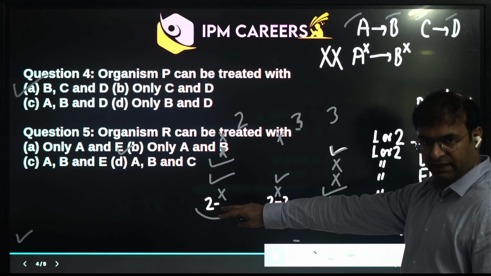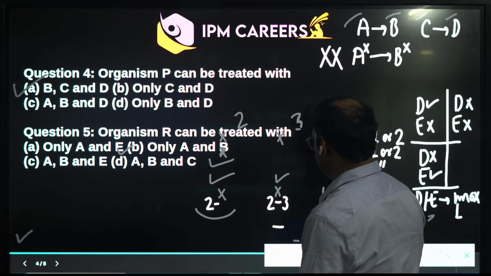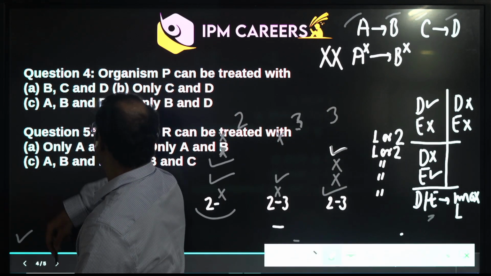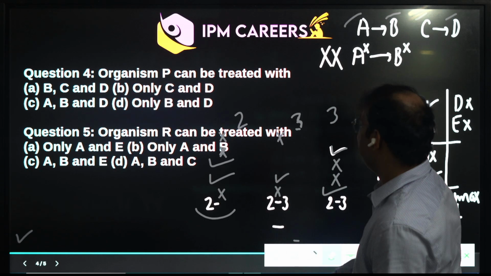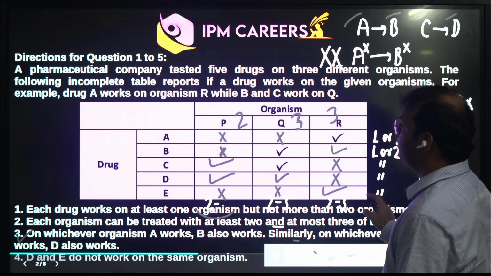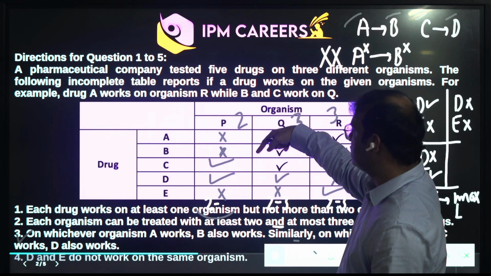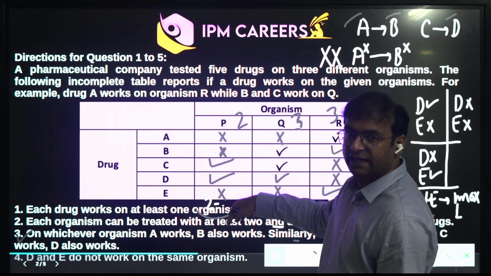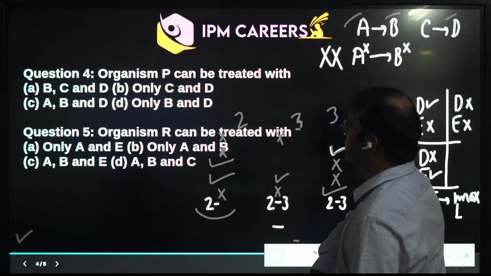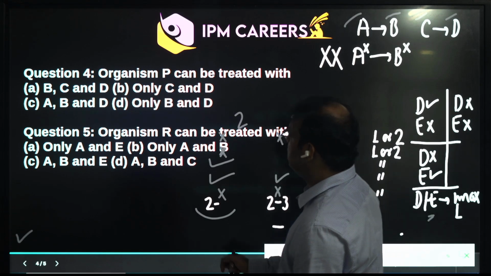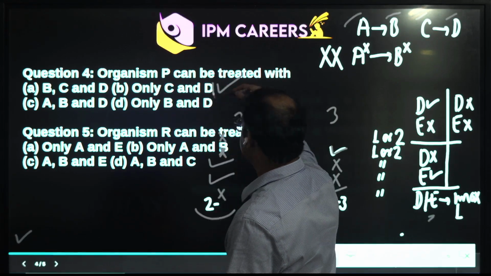Let's look at question number four. See, questions are very easy after doing this, as you can see, right? Question number four asks that organism P can be treated with. So let's see, guys, organism P is treated with which drugs? Organism P can be treated with drugs C and D. The answer is C and D, right? Let's see which is the correct option. C and D is option number B, as you can see.